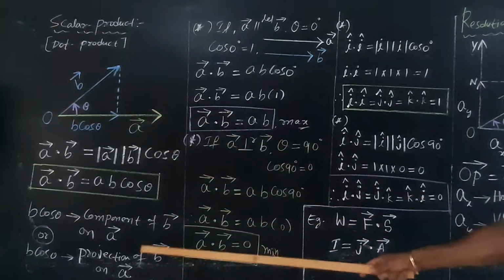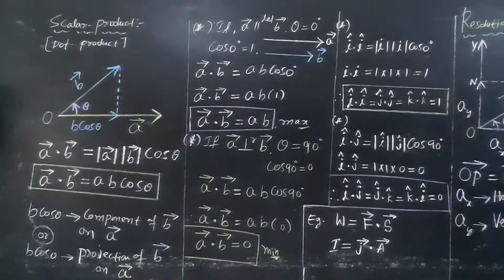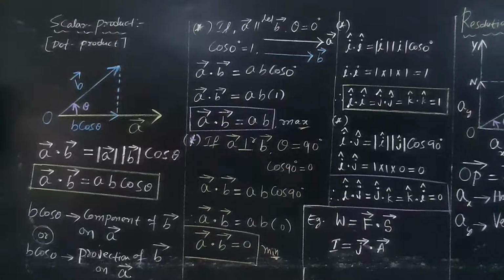So, please copy the things. Dot product or scalar product of two vectors. The dot product of two vectors is defined as the product of the magnitudes of the two vectors and cosine of the angle theta between the two vectors.